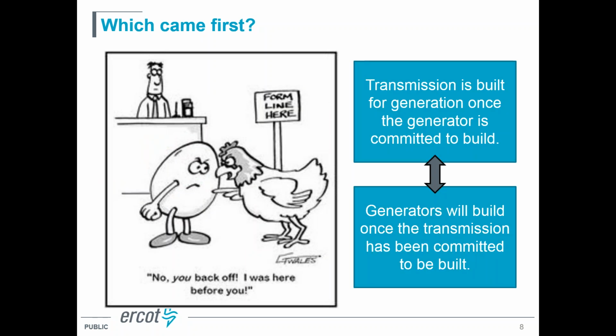And as Nate mentioned, we sort of ran into that circular dilemma where transmission is built for generation once that generation is committed to build, but the generators couldn't get the financing to build their plants until they had some commitment that there was going to be transmission, so that they knew they would be able to get their power to the load centers in the eastern part of the state. And Nate did a great job of explaining that dilemma.